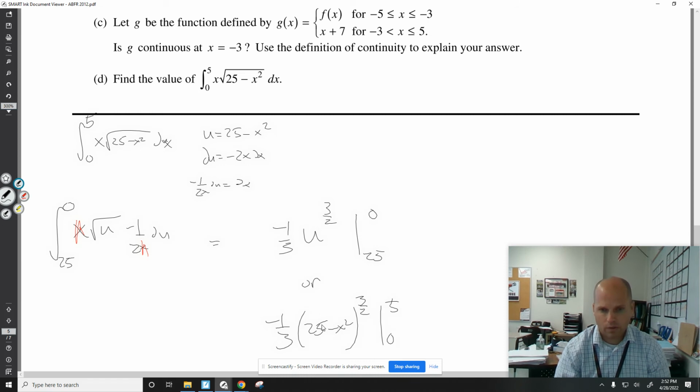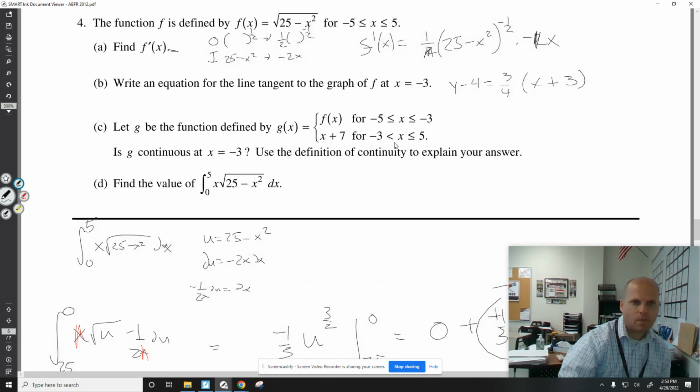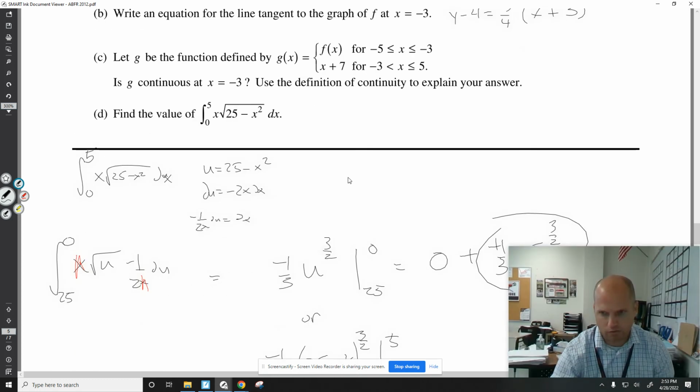0 to 5. Again, you don't have to have stuff simplified. You get 0 minus negative 1/3, 25 to the 3/2. That's plus a positive. That's your answer. Leave it like that. Okay? If you plug in 5 and 0, you get the same thing. All right, great. So that's part D. Let's go to part C, and we're going to just start really talking about different questions.